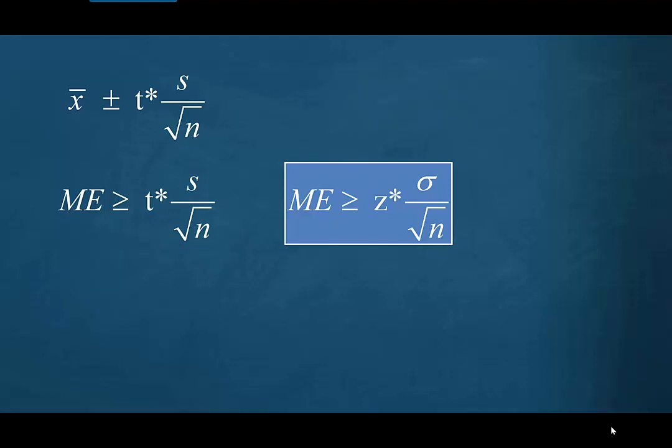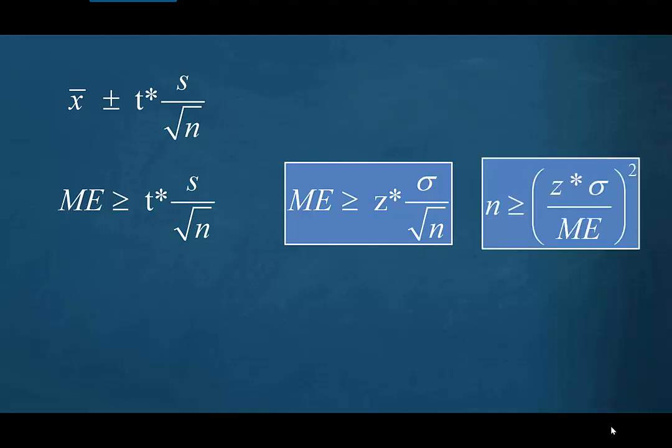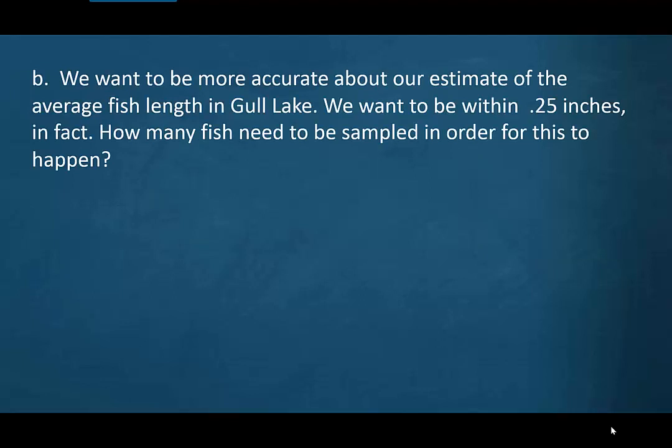We can solve for n to get n is greater than or equal to z star times sigma over the margin of error, all that squared. However, similar to proportions, I prefer this first form. I already know what the margin of error term is, and I don't really want to have to remember another formula. So let's see how we can use this formula in our problem.